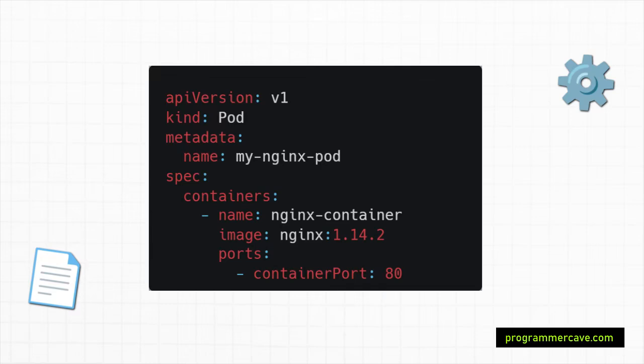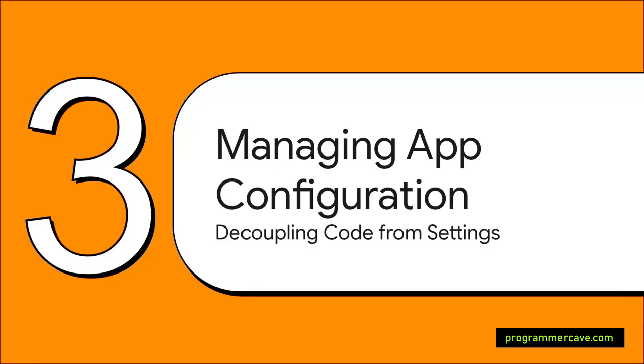We give that container a name and tell Kubernetes which image to pull. That's it. We've told Kubernetes what we want, and now it will go and make it so. Okay, our pod is running our container. Great. But what about configuration?